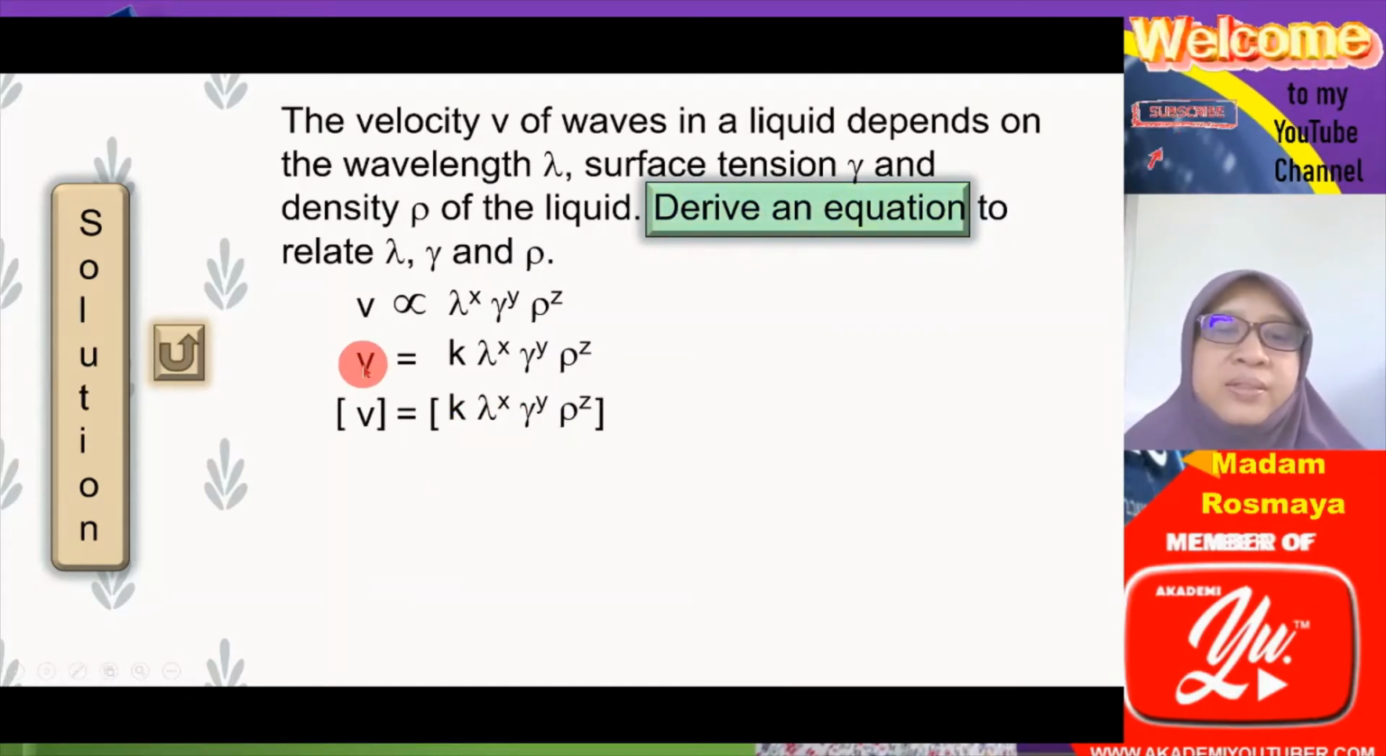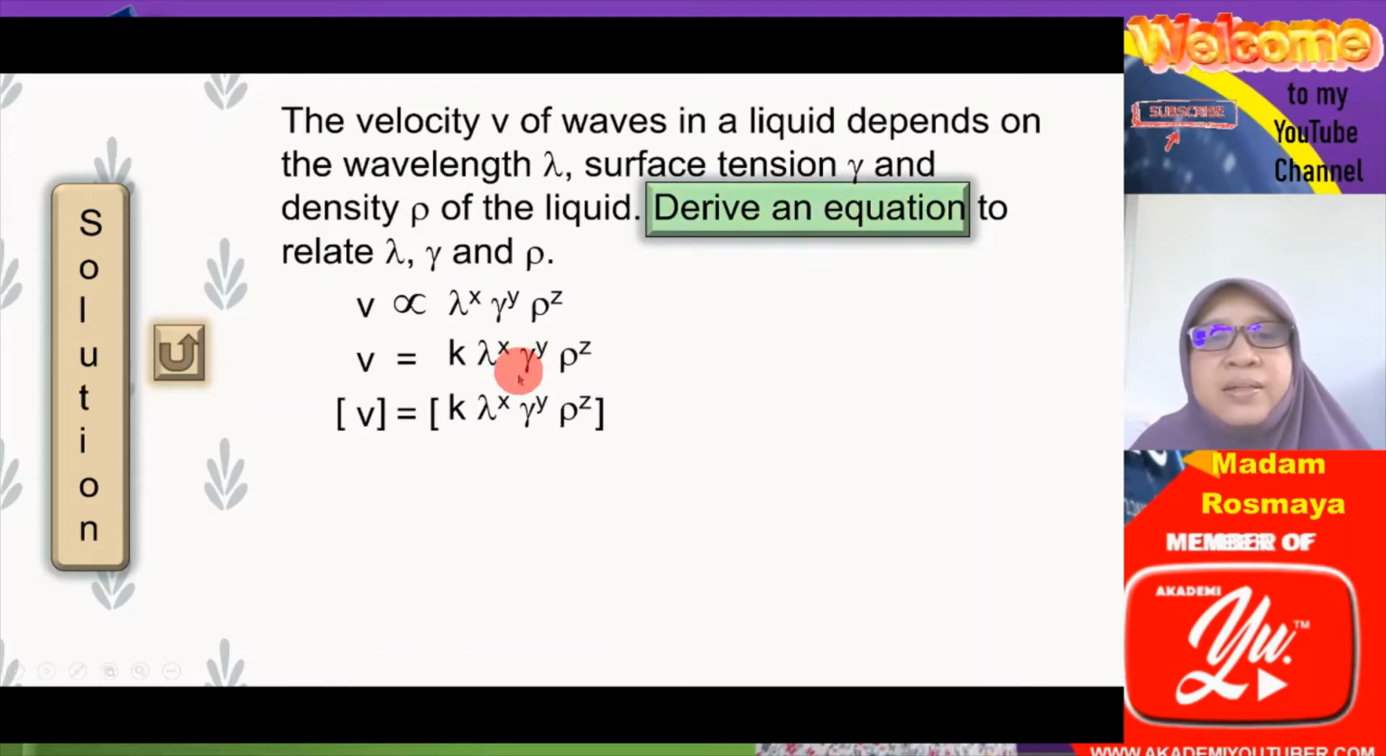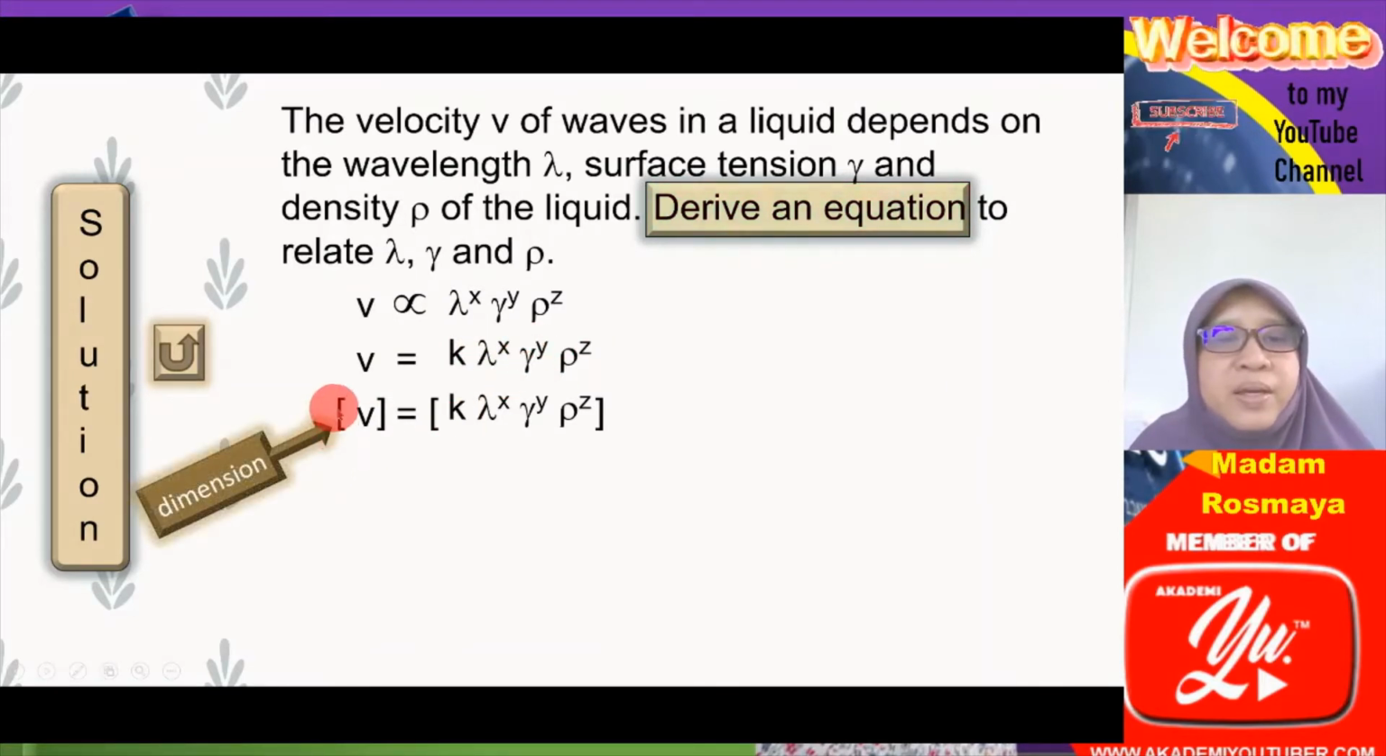So the dimension for the physical quantities on the left and right side must be the same. So we need to determine the dimension for v and the dimension for the right side variables. Okay, this square bracket means dimension. The square bracket means dimension.